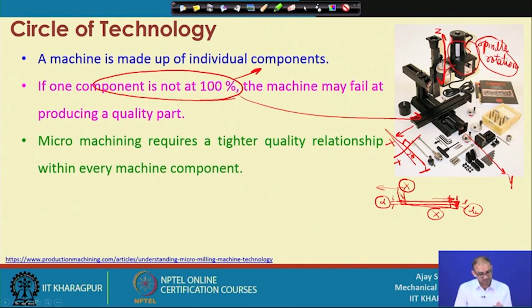So, each and every small thing you have to be very careful about in designing the component, and you also have to see that after 6 months or after 1 year your machine is exactly giving the same thing whatever you are doing. That is called calibration of the machine, which is very important in the micro machining domain.